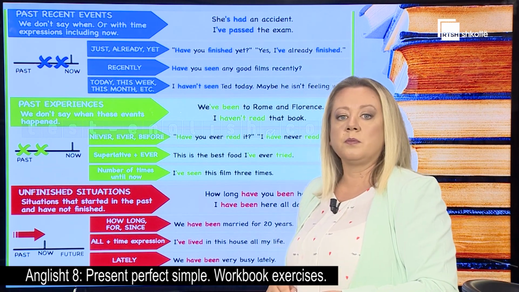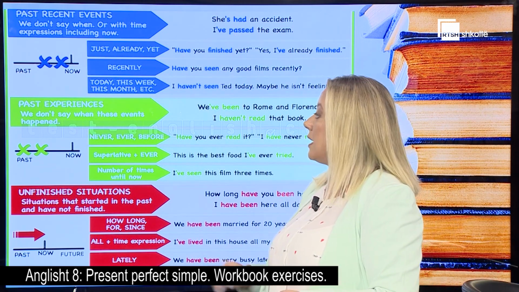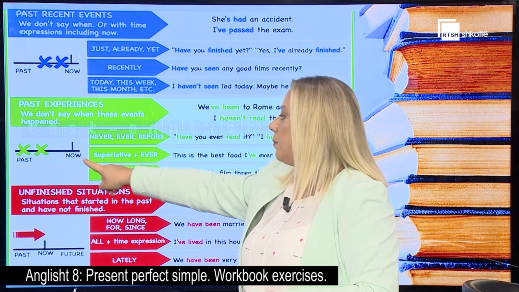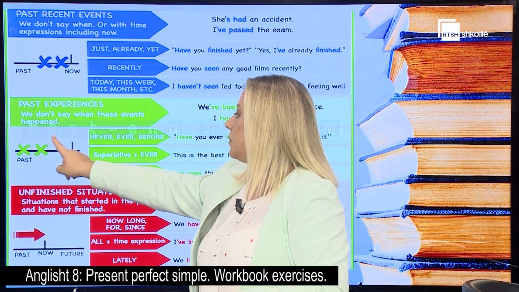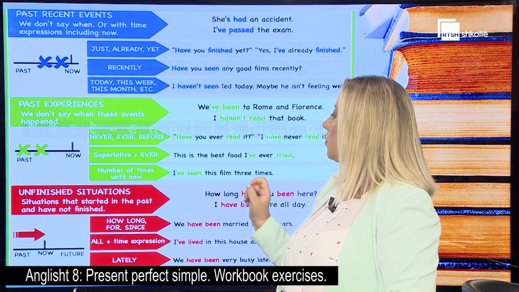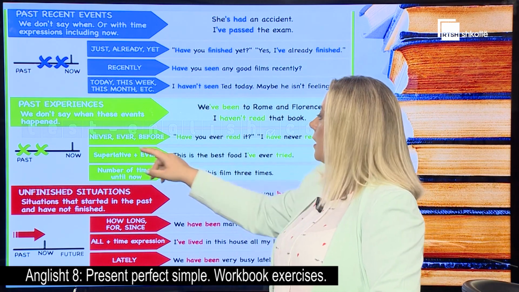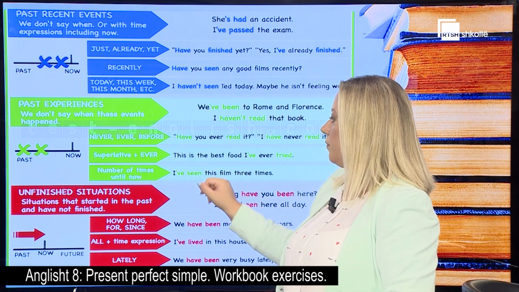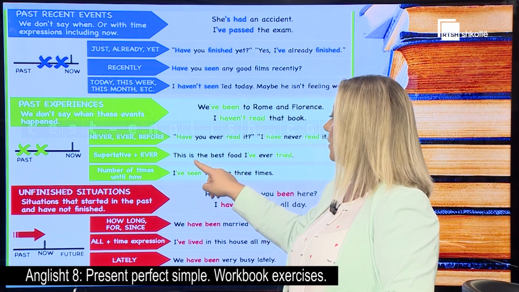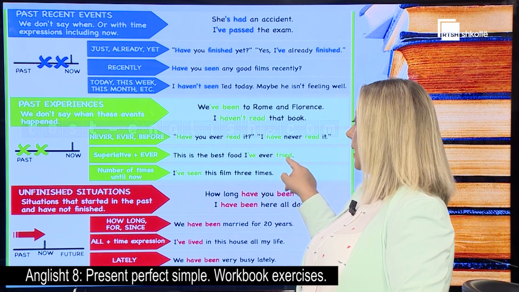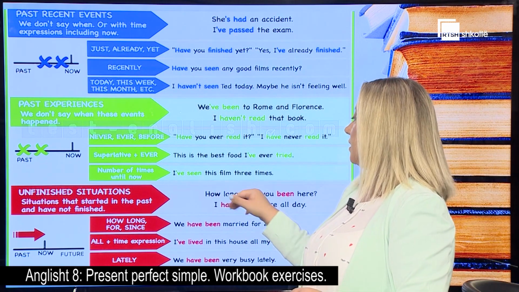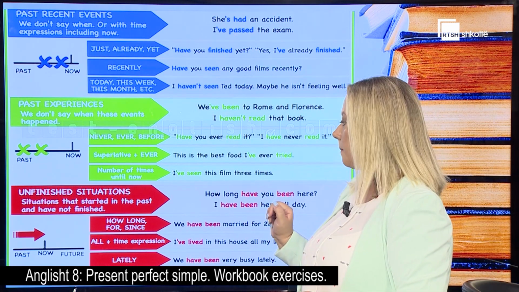We also use present perfect simple to express past experiences. If we refer to the timeline, present perfect happened in this period of time up to now, and especially it is used with these time expressions: never, ever, or before. We might use superlative plus ever, such as in the example, this is the best food I've ever tried, or the number of times until now. I've seen this film 3 times.